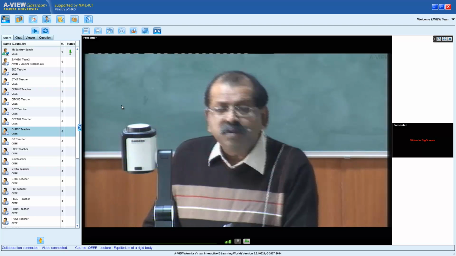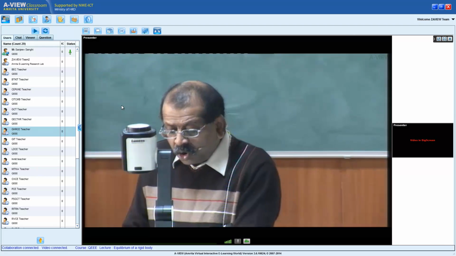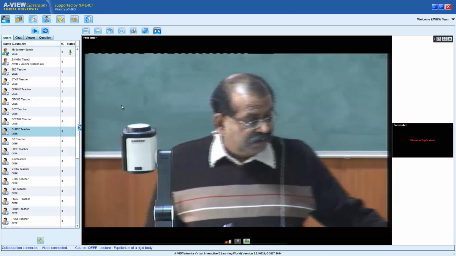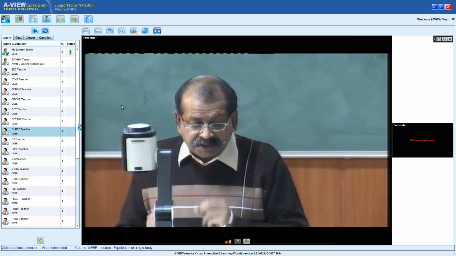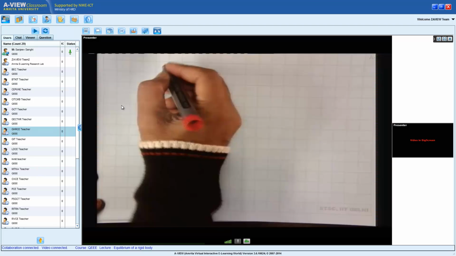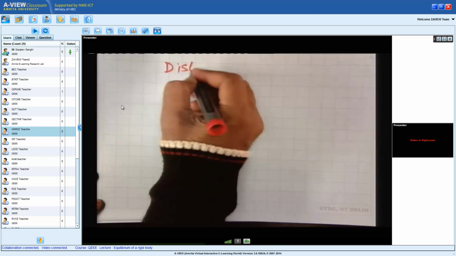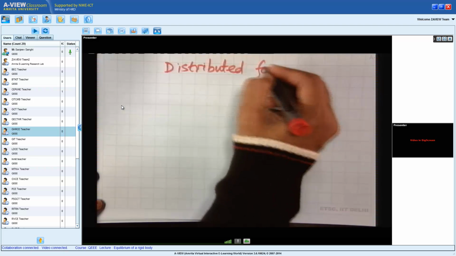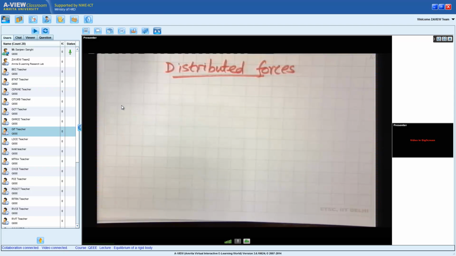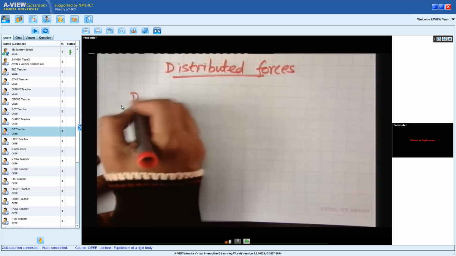Okay. So far all these equivalents which we have done, we have seen these for discrete forces and discrete couples. Now the same argument can be extended to distributed forces. What do we mean by a distributed force? How is it different from a discrete force?